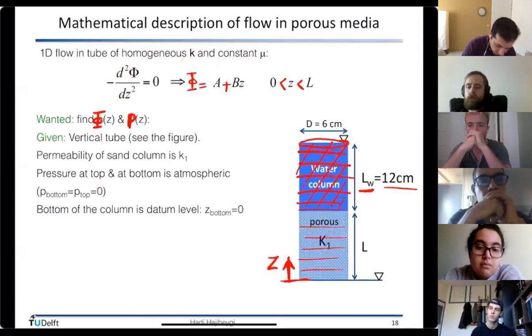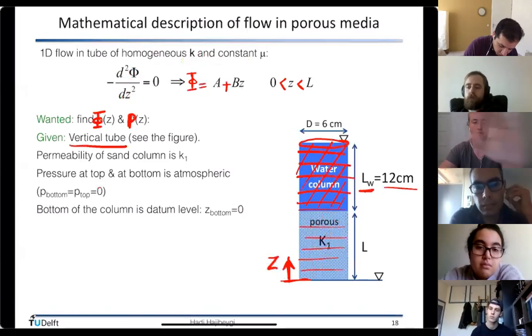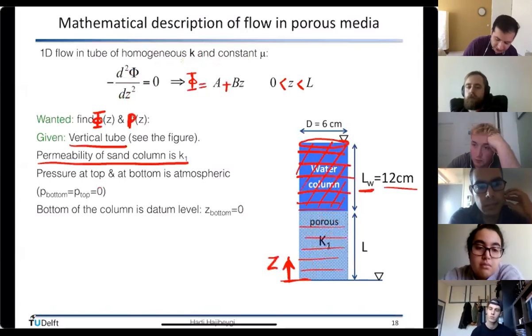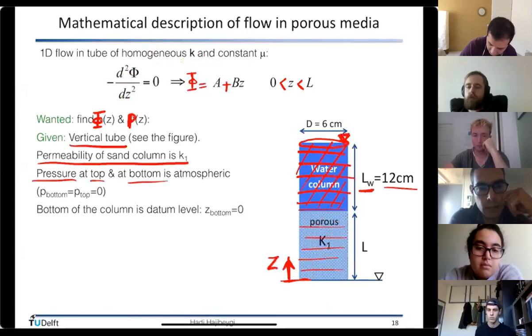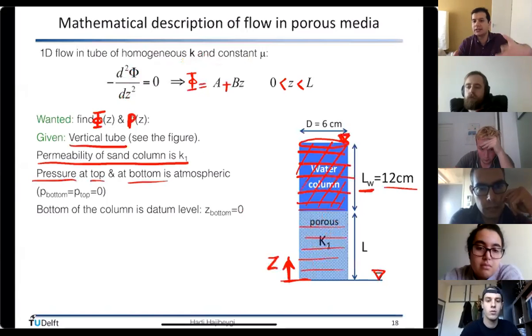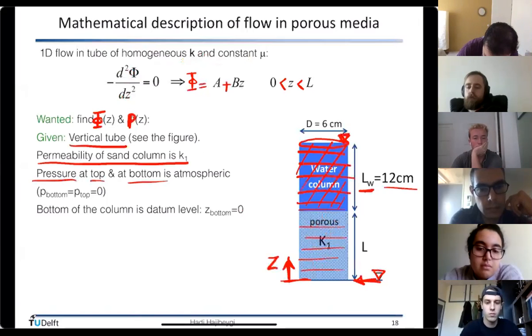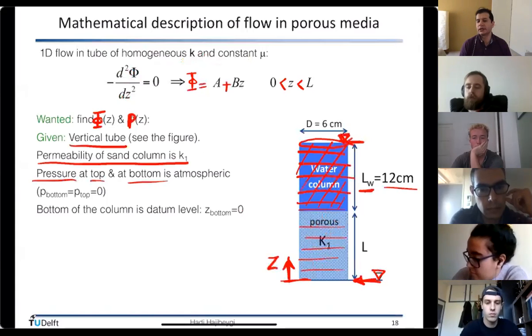Okay, we know it's a vertical tube. We know permeability of our sand column is K1. And we know the pressure at the top and bottom of the sample is atmospheric. And that's why we have these triangular shapes. They are hydraulically showing that it's open to the atmosphere. So water is flowing through this filter and is discharging to the atmosphere. So pressure here is atmospheric pressure. At this very top, also pressure is atmospheric pressure.